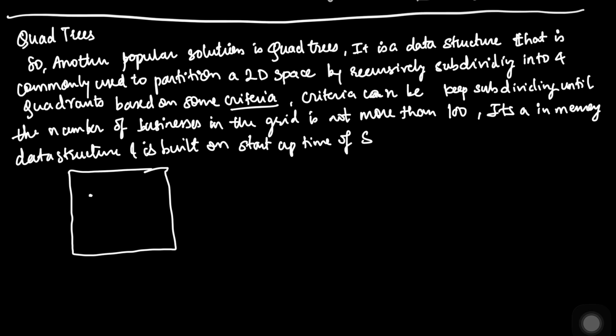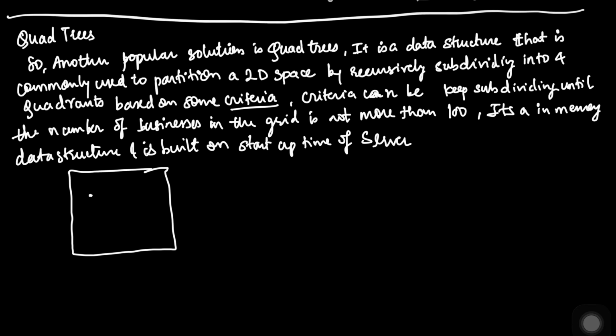The criteria can be anything, but in our case, let's say that if the number of businesses within that grid exceeds 100, then we would divide the square into 4 quadrants. When I explain with an example, it will be more clear. This is an in-memory structure, by the way, and it is built at the startup time of the server. Let's say we have a nearby service. Whenever the server of that service starts, this quadtree can be created.